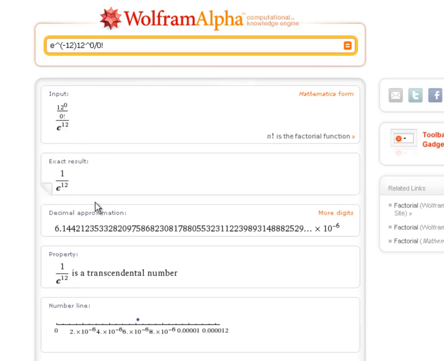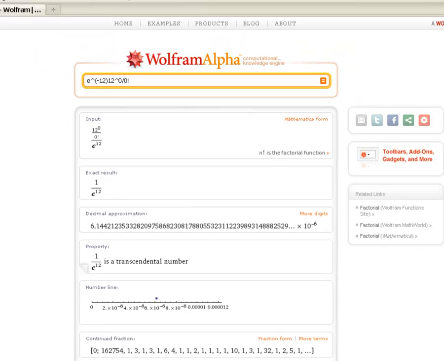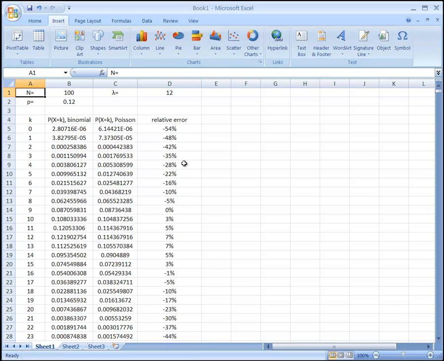Okay, and we get an exact result of e to the negative 12, a decimal approximation of about 6.144 times 10 to the negative 6th. And sure enough, 6.144 times 10 to the negative 6. So this is computing the probability via the binomial distribution with these parameters, and this is computing the probability via the Poisson distribution with these parameters.